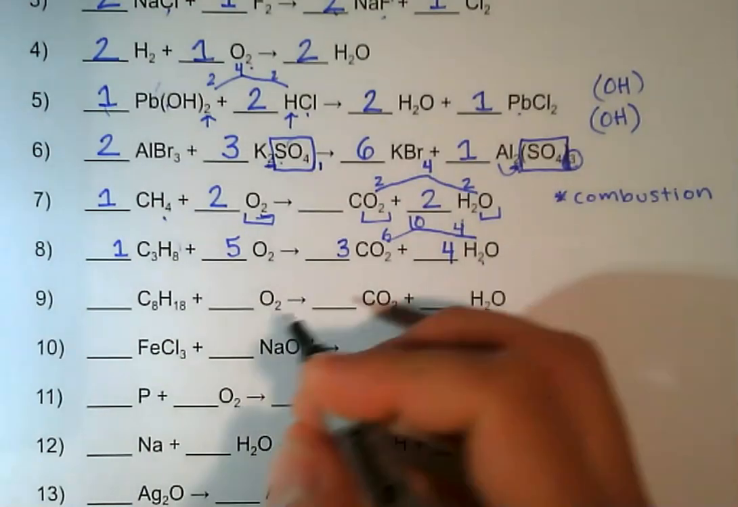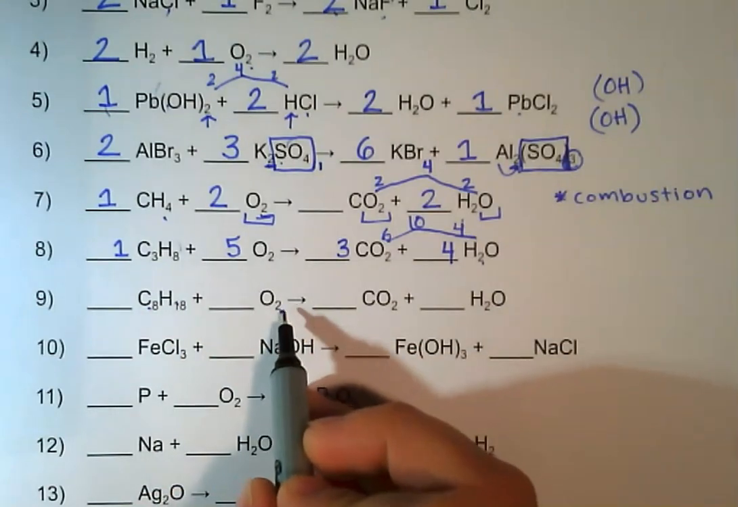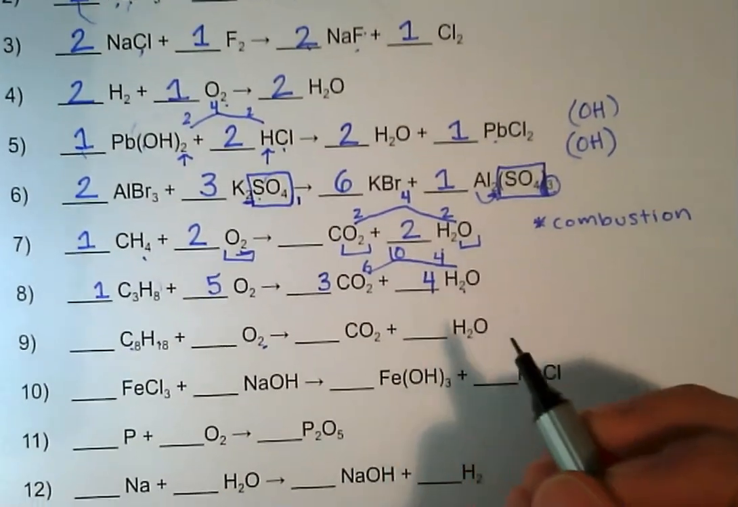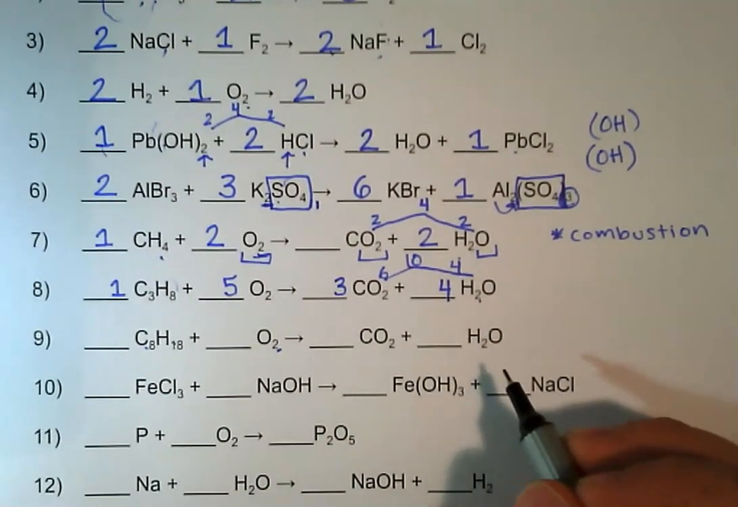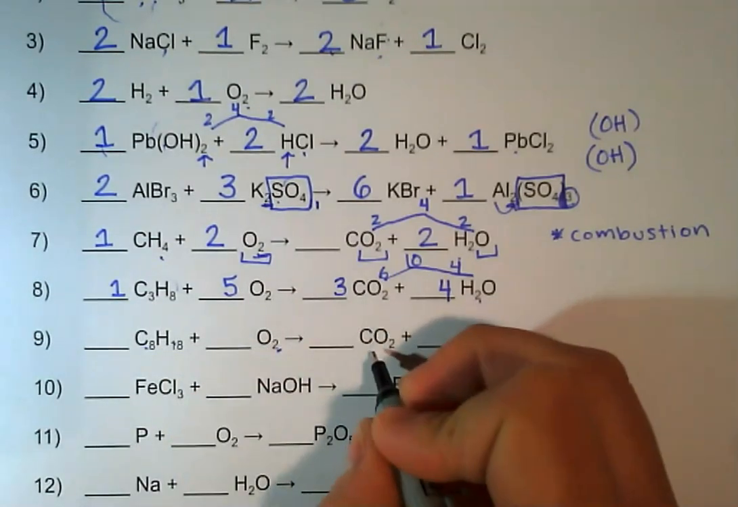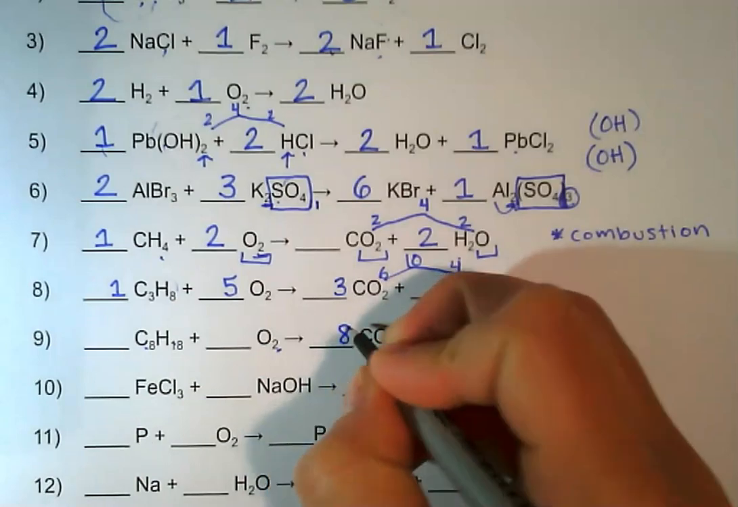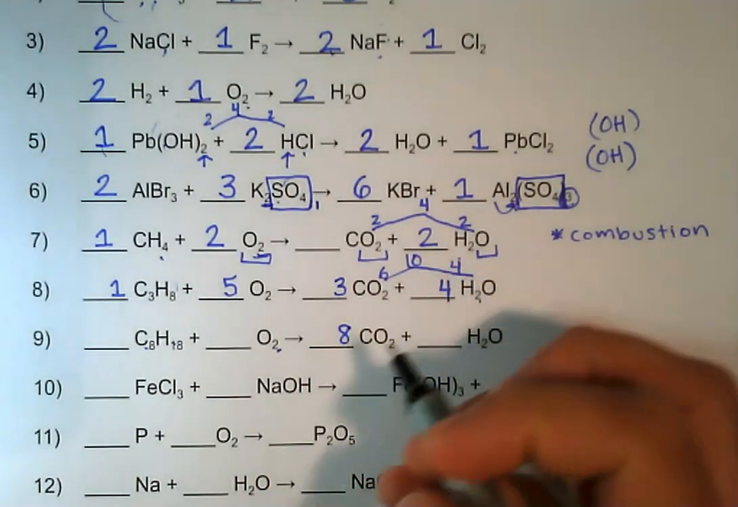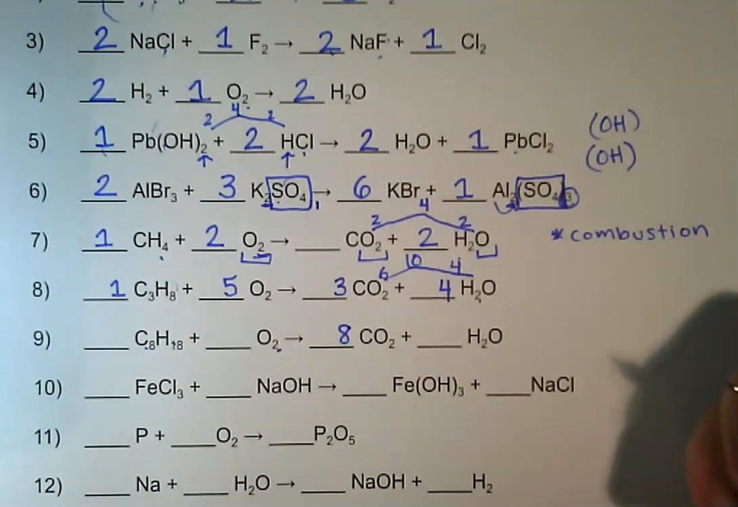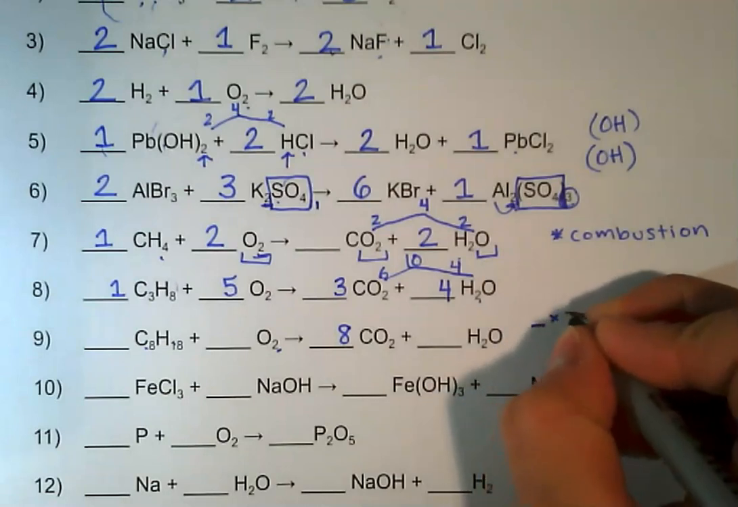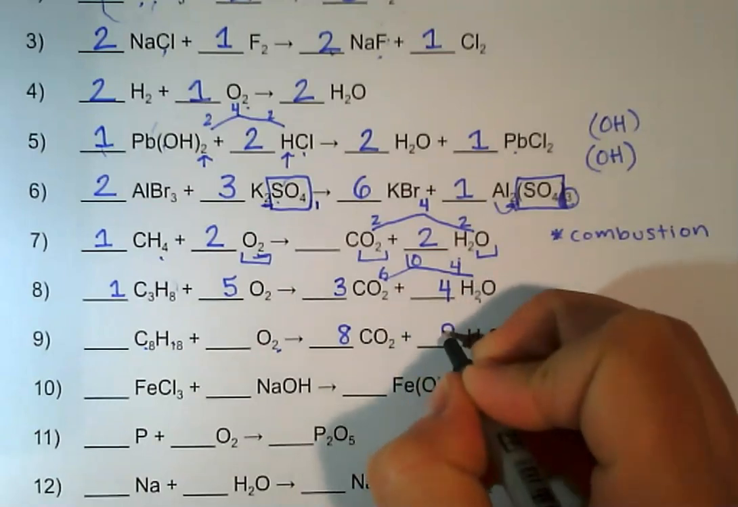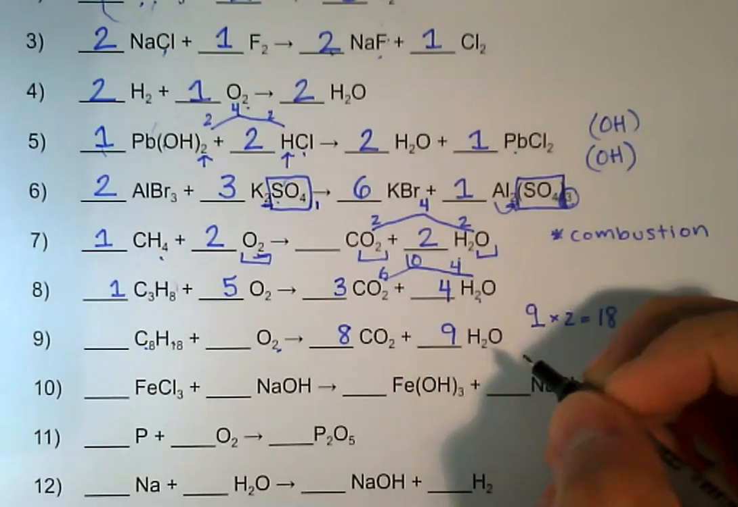Next, I have another combustion reaction. A hydrocarbon plus oxygen gives me CO2 and H2O. So once again, I'm going to end with oxygen, start with carbon and hydrogen. So this time I have 8 carbons on my reactant side and only 1 on the product side. So I'm going to put an 8 in front of CO2. And then I have 18 hydrogens on my reactant side and only 2 on my product side. So what times 2 will give me 18? Well, that would be 9. So I'm going to do 9 times 2 to give me 18 hydrogens.